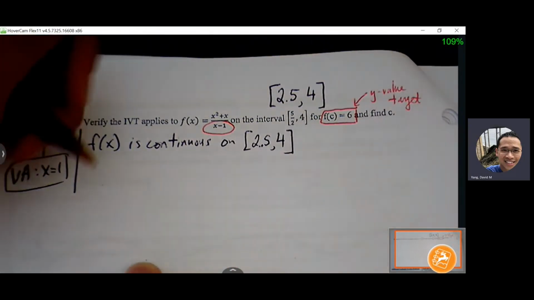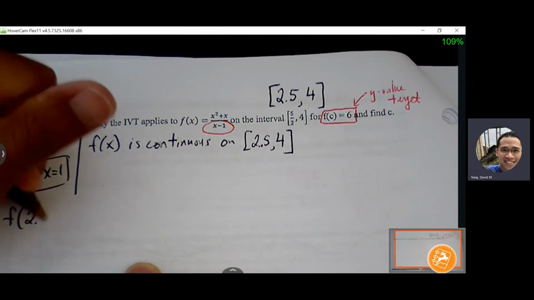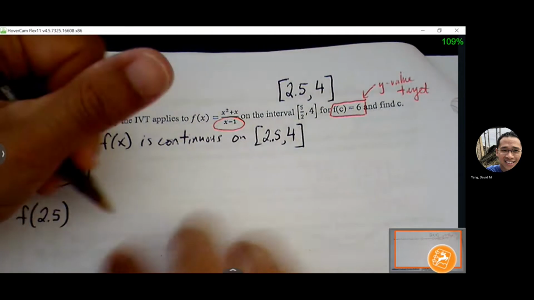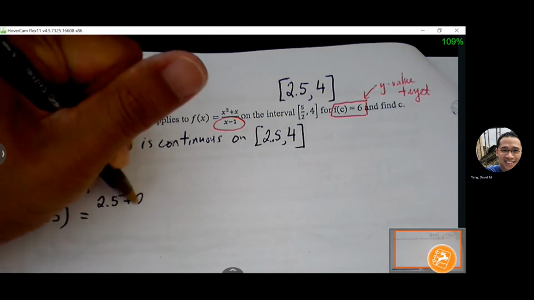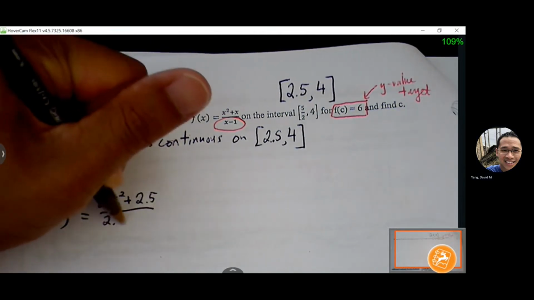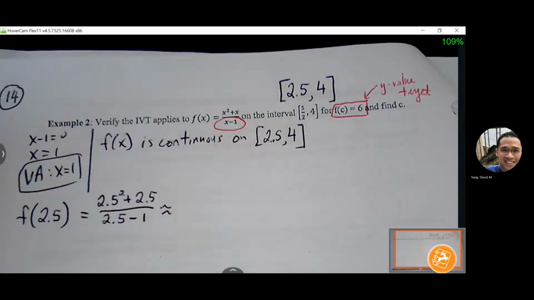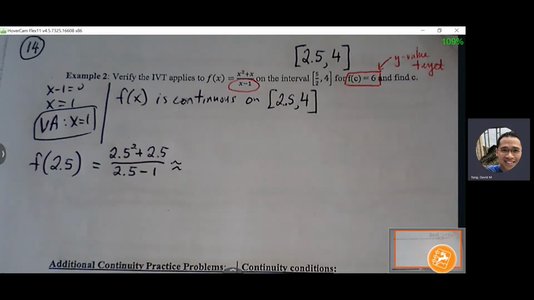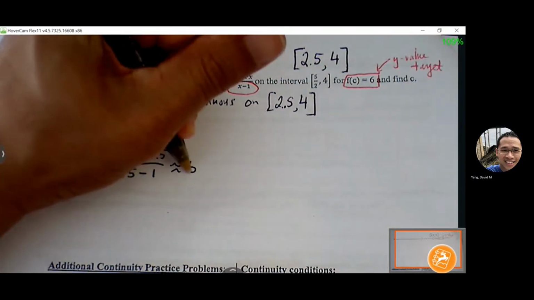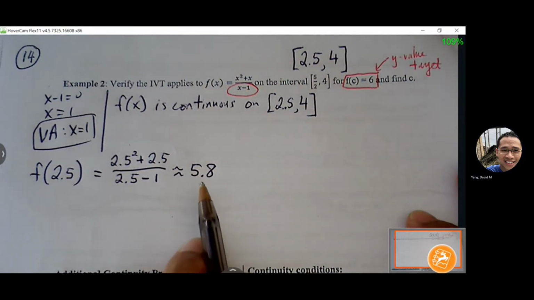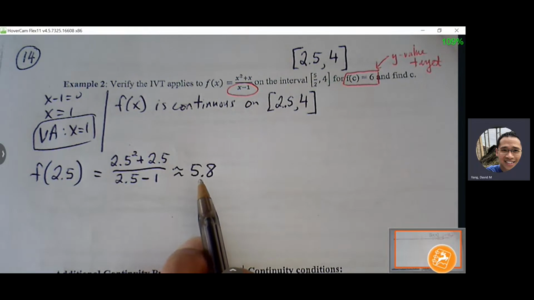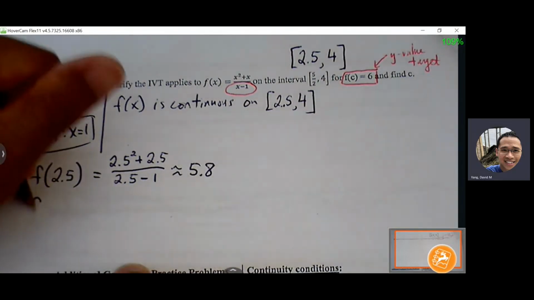So one at a time, we'll insert each endpoint into the function. Now, you may not have a calculator. That's okay. I'll do all the calculations for you and just write this down. Okay, so all I'm doing is inserting 2.5 in for the x of the function. And numerically, that's going to come out to be 5.8. So is this above or below 6?